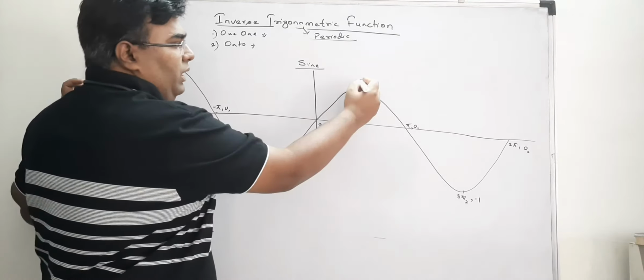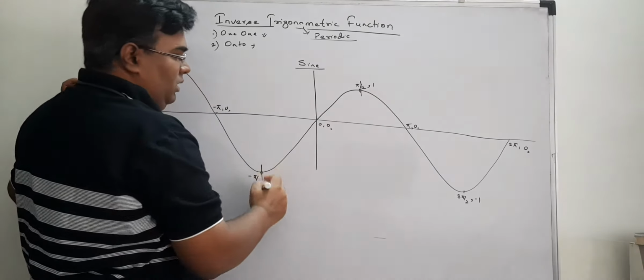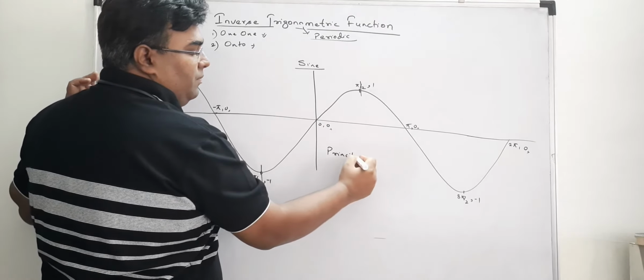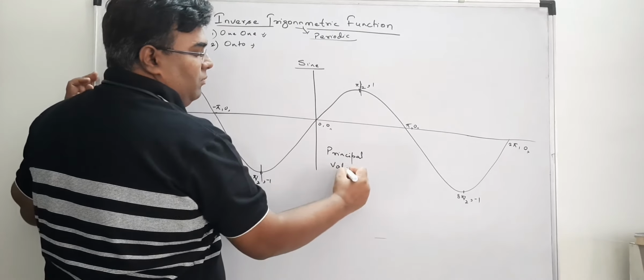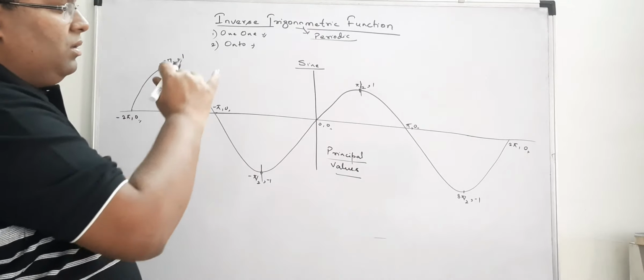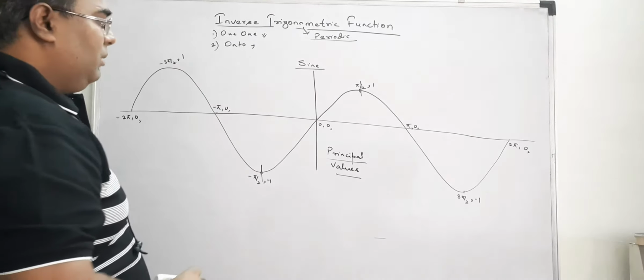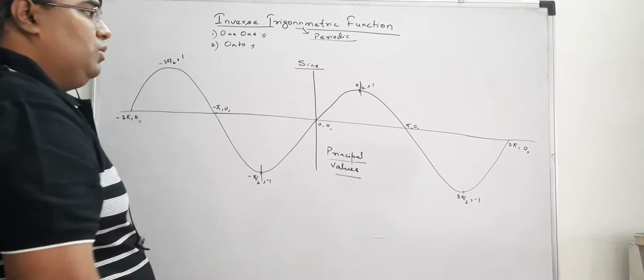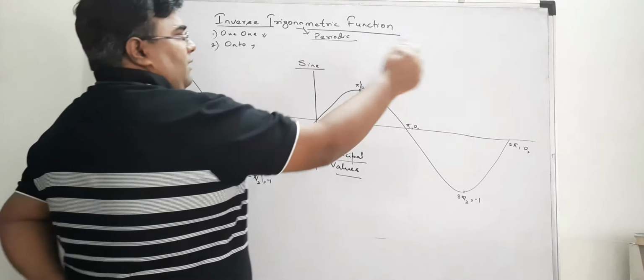But we will take only this value. This value is called the principal value. So in all the questions you will be asked only the principal values. Why? Because there can be many values, but we are taking only principal values. Now how is the sine inverse function defined?